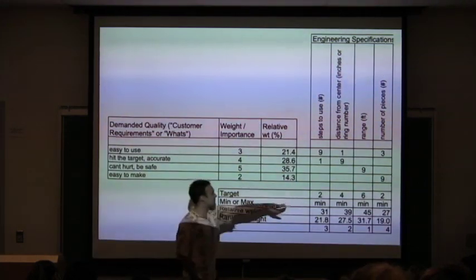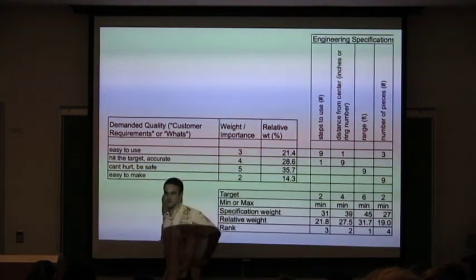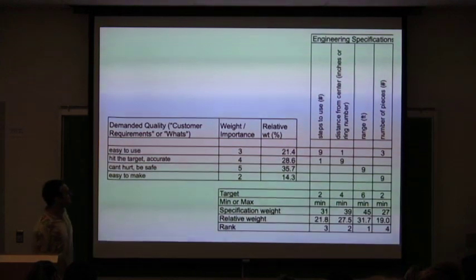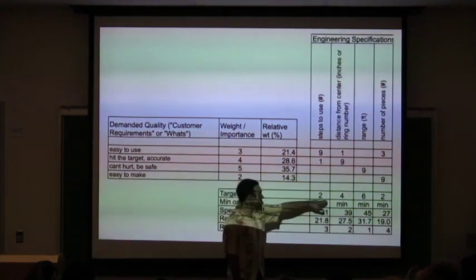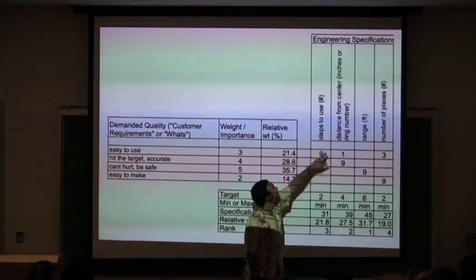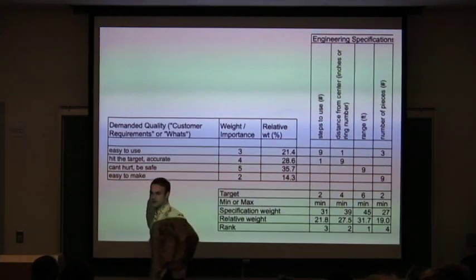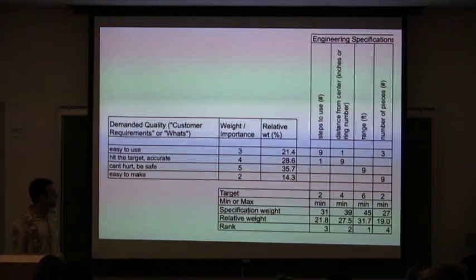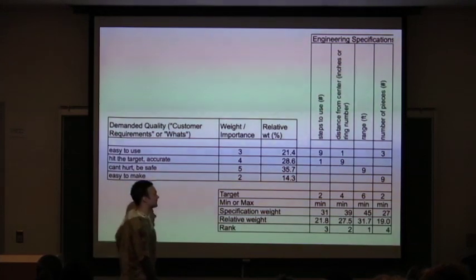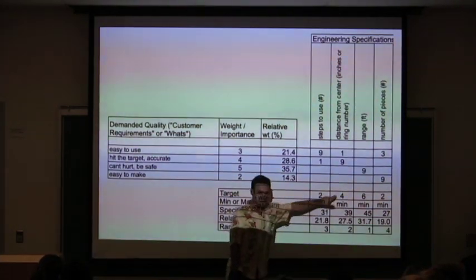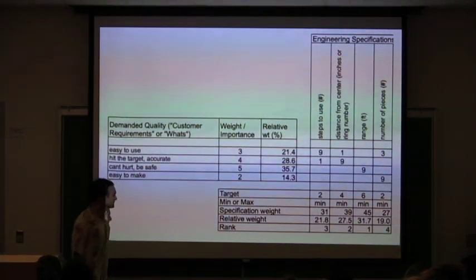So down here we have our targets. Steps to use, let's aim for 2 steps. Pull it back and let it go. So for the distance from the center, let's say 4 inches. Let's try to get within 4 inches. And then so on and so forth. Range 6 feet. So these are the targets that you're going to set for your specifications.